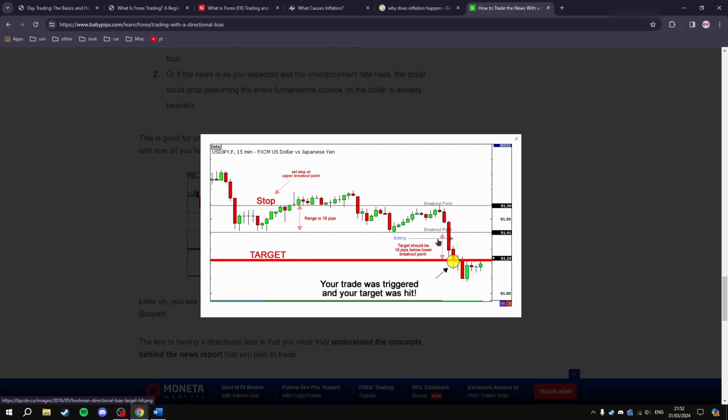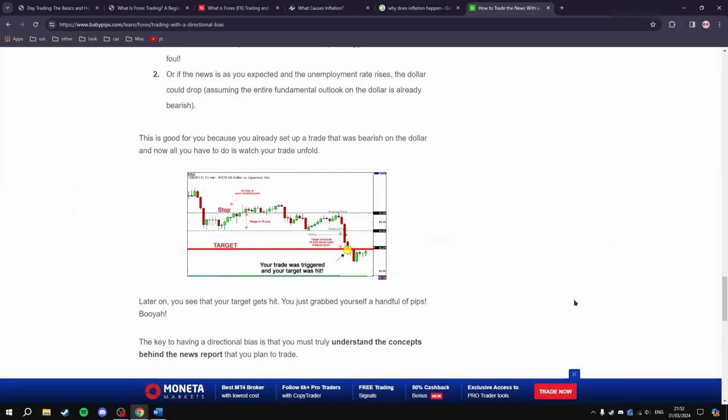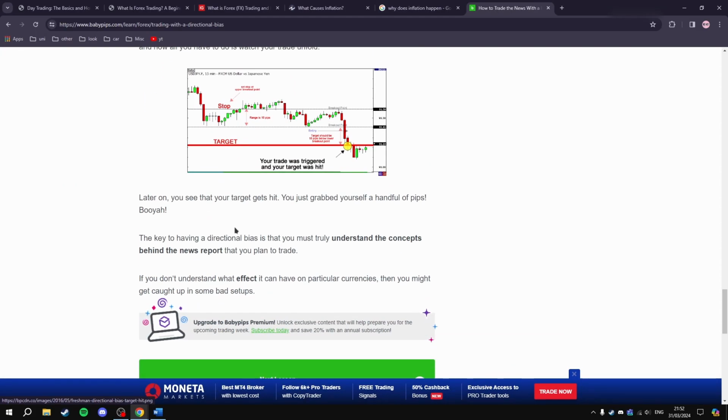So enter the trade around here, and then it went down. Your trade was triggered and your target was hit. So it hit here, trade stopped. Bada bing, bada boom, 18 pips in the bag. Later on, you see that your target gets hit. You just grabbed yourself a handful of pips.